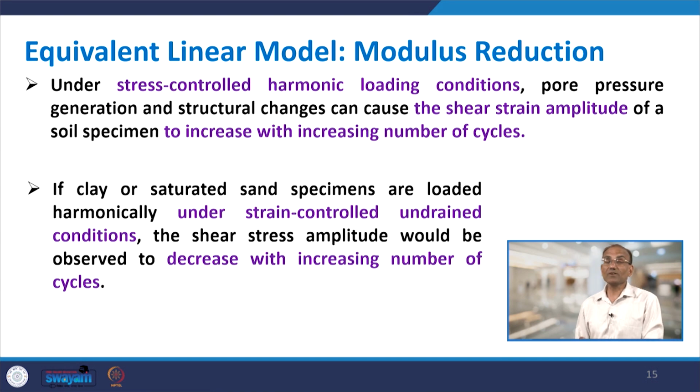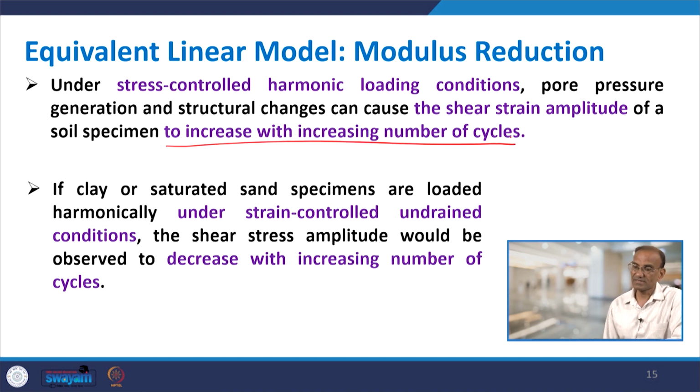Then continue with this. Now normally in the cyclic triaxial, as we discussed yesterday in the last 17th lecture, there are two types of tests. One is called stress controlled, another is strain controlled. Under stress controlled harmonic loading conditions, where the maximum value of stress is limited, pore pressure generation and structural changes can cause the shear strain amplitude of a soil specimen to increase with increasing number of cycles. So, when you increase the number of cycles, the shear strain amplitude will increase.